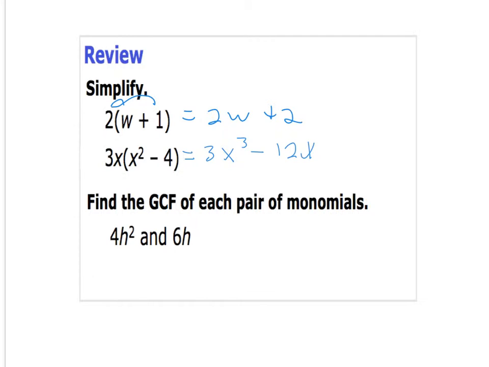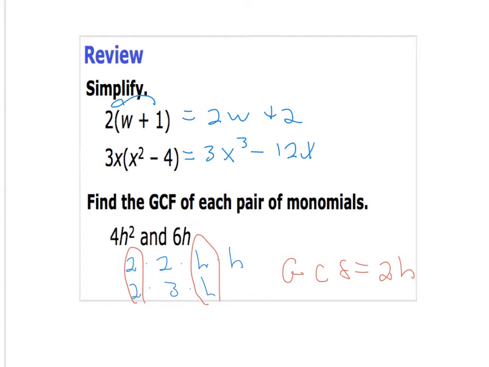For our next problem, we are going to review how to find the greatest common factor of each pair of monomials. Remember when we did this, we prime factored the 4h squared, so that would give us 2 times 2 times h times h. And then the 6 would give us 2 times 3 times h. Then we circled what was common between each, and we found that the greatest common factor is 2h. Okay, now let's begin the lesson.